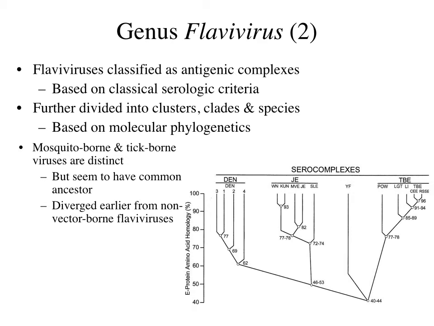left the 4 serotypes of dengue. Those are hemorrhagic viruses transmitted by Aedes mosquitoes. The JE branch is Japanese encephalitis. Those are primarily transmitted by Culex mosquitoes and involve birds as the reservoir. To the far right, you have the tick-borne encephalitis viruses. And in the middle, with no real close relatives, would be yellow fever virus.